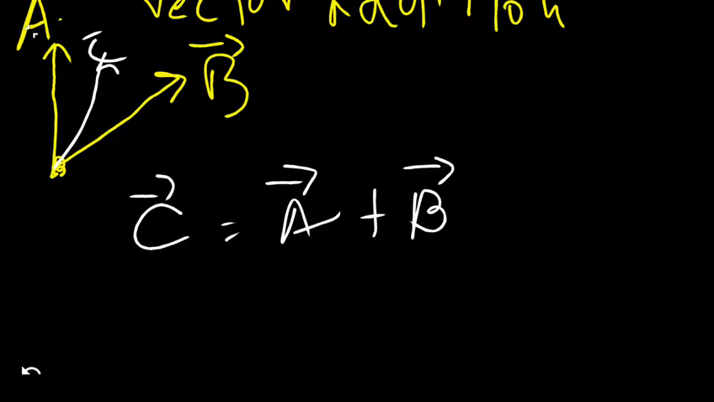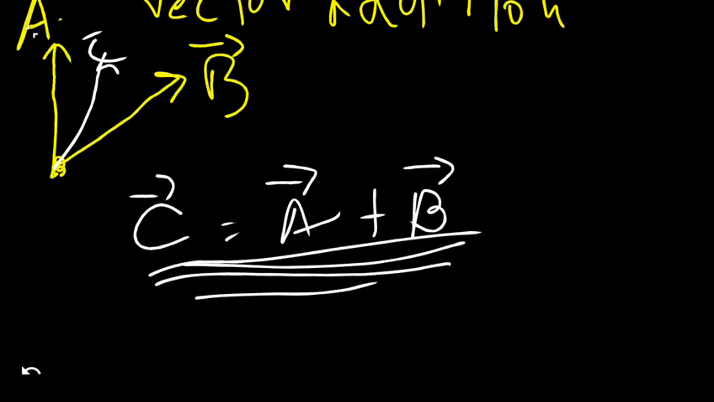So this is just the basics of the vector introduction that we are learning now. If we get a question like add these vectors, you'll know what to do, and you'll know that we just have to add the magnitudes of the vectors to get your resultant vector.